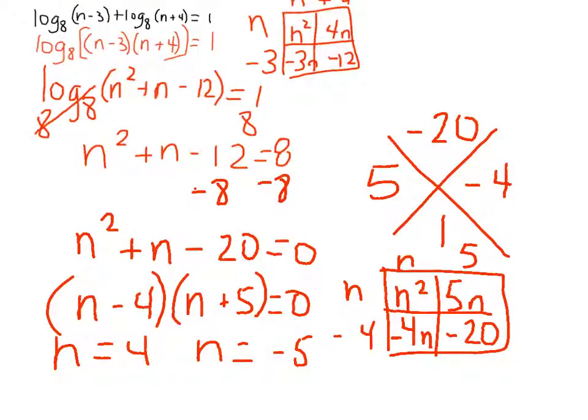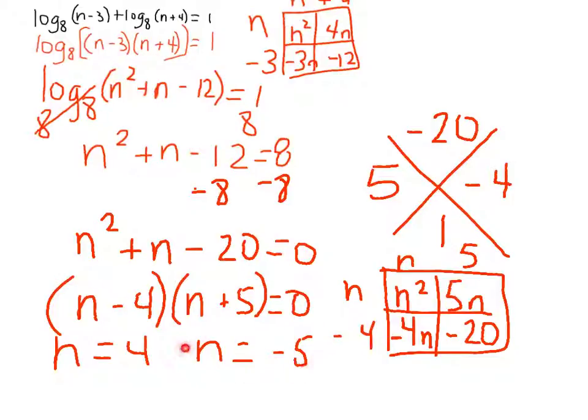So if I look up at my original question up here, I'm going to consider first n minus 3. So if I substitute in a 4 into n minus 3, 4 minus 3 is a positive 1. Positive numbers are okay inside the log, so that one is okay there. And if I substitute into the second one, 4 plus 4 is also going to be a positive number. That's okay. So I know that 4 is a solution.